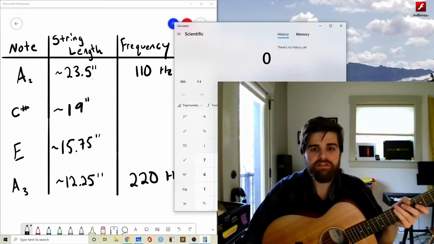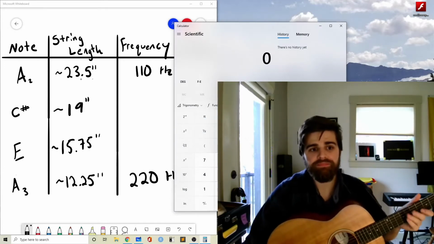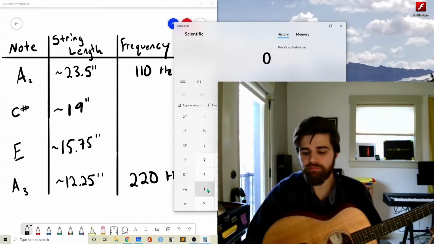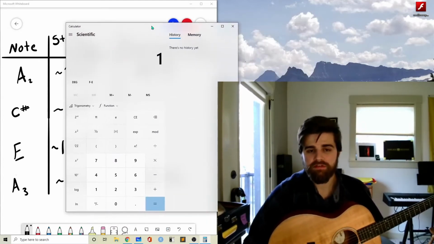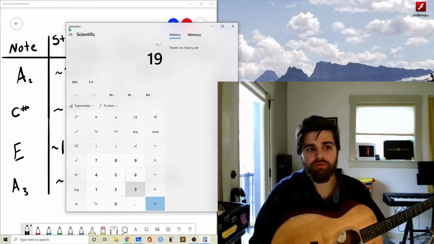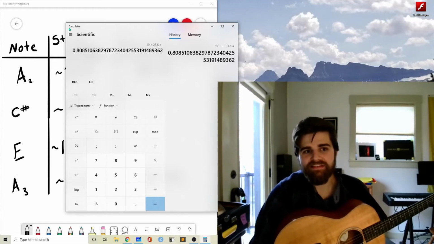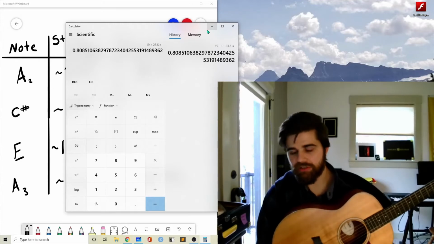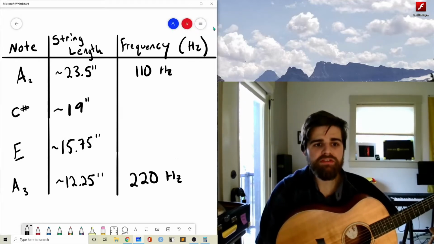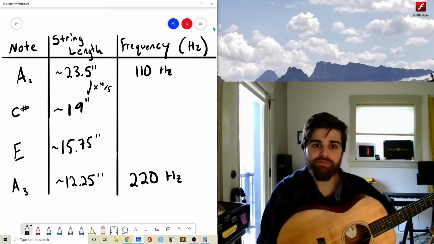All right, so let's get our calculator out here. If I'm doing 19 of the 23 and a half inches, what proportion of the string am I using? Let me get this where you can see it. So 19 was the length of the string for a C sharp. So I'm using 0.8 of the string. You see it's not perfectly 0.8. We're a little bit off because of measuring things. But essentially we are multiplying by 0.8 or 4/5. Right? 80% is 4 out of 5.